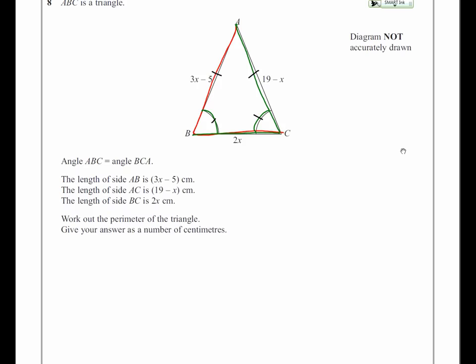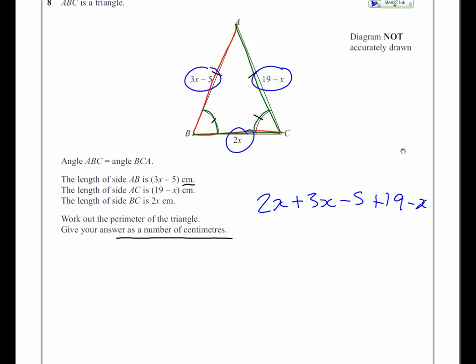Work out the perimeter of the triangle. Give your answer as a number of centimeters. Okay, well, centimeters is the units, so we just need to give centimeters in the answer. So, perimeter of a triangle. We're going to just add all these lengths together. Okay, so 2x plus 3x minus 5 plus 19 minus x. We've added these 3, that's all.